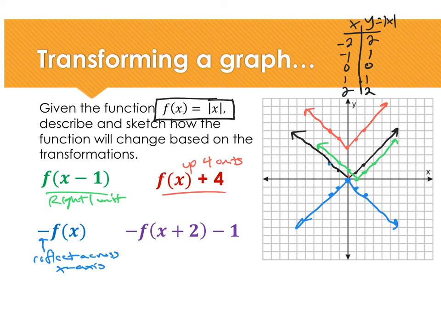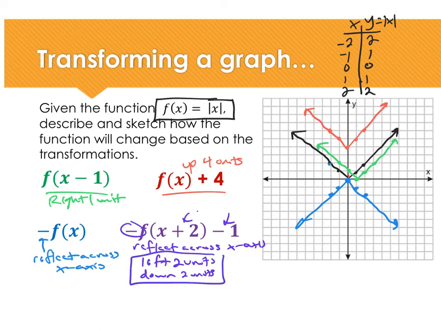And the last one, if I did it in purple now, there's a couple things going on. Not only are you reflecting it, so that'd be reflection across the x-axis, but also you're shifting it left 2 units, and the outside -1 would be down 1 unit. So let's first maybe do the slide transformation here, left and down.